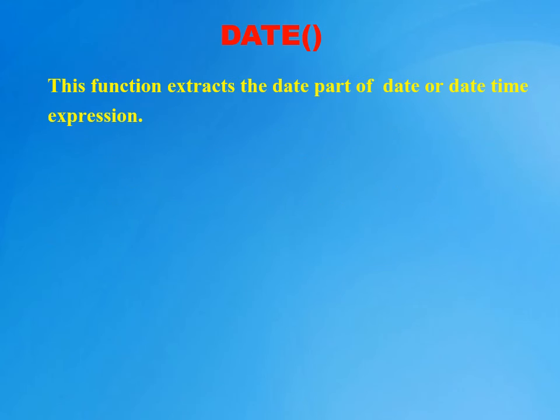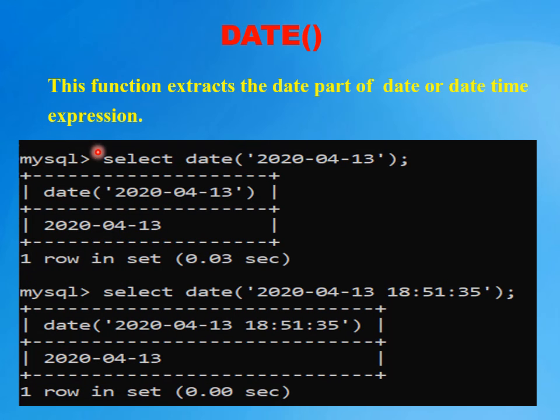The date function extracts the date part of a date or datetime expression. So if you apply the date function, it will show the date from the given value. If the value is a date with time, and you apply the date function, it will extract only the date from the given value, meaning the time will be excluded.